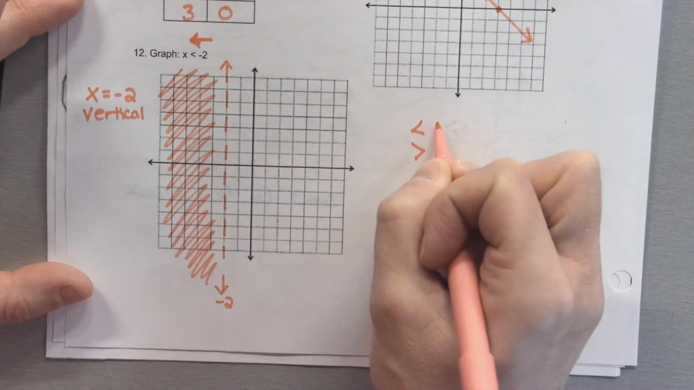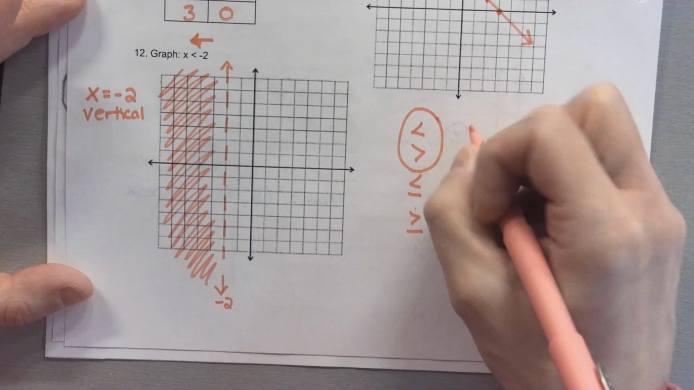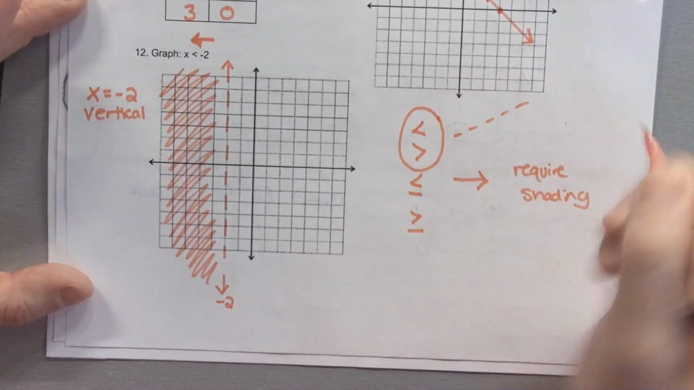Also, let me write myself another note. I'm going to write myself a note that this would give me something dotted.